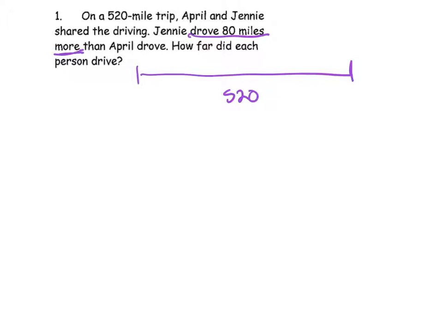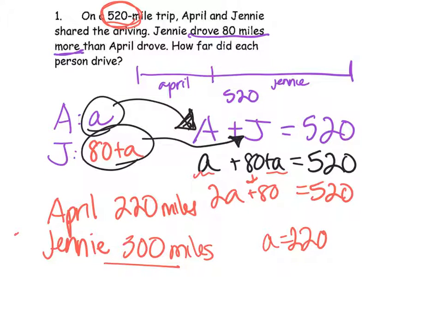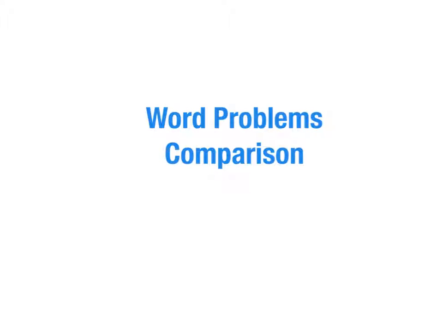April drove less. Jenny drove more. The person that drove less is your variable. Who drove less? April. April will be A. A equals A. And then you, on your own, have to do 80 more. So now we're talking about Jenny. Jenny drove 80 more than April. It's not 80 times April. All right, you're working until the bell rings.